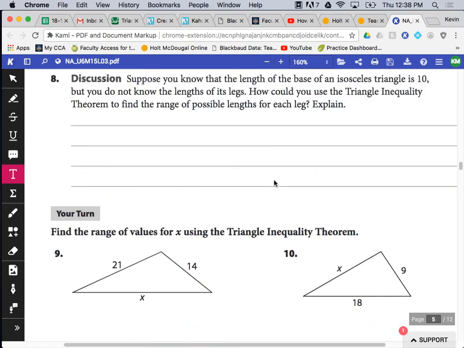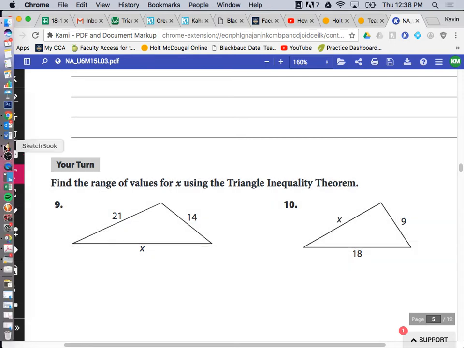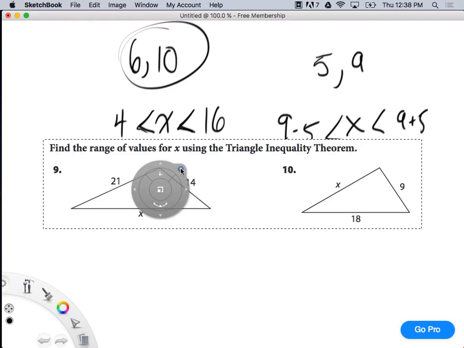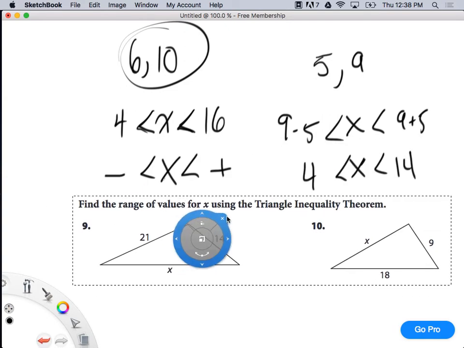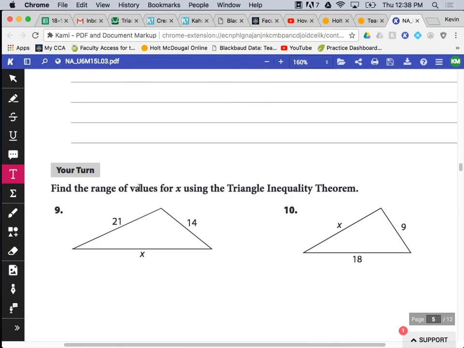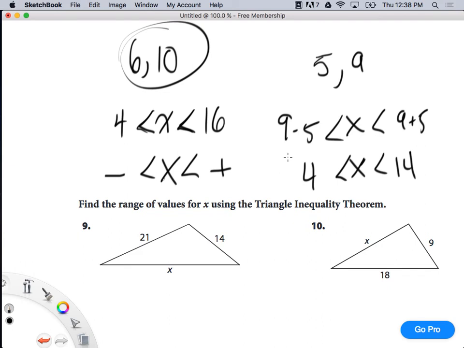Go ahead, number 9 and 10, page 757. Do them. Find the range of values. Quickly, everyone. Number 9 and 10, 757 in your book. Go ahead.